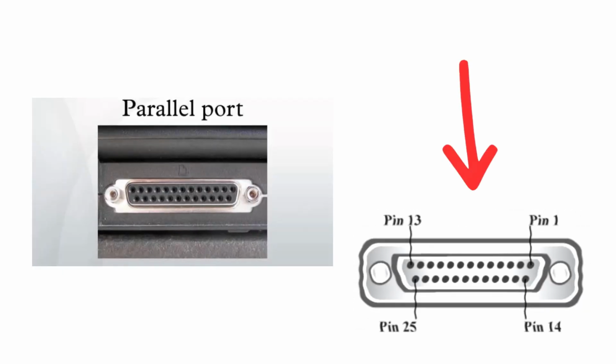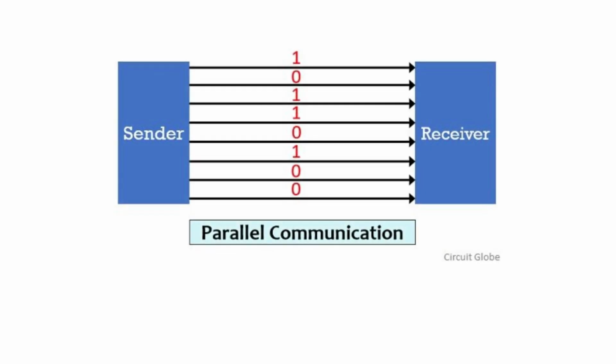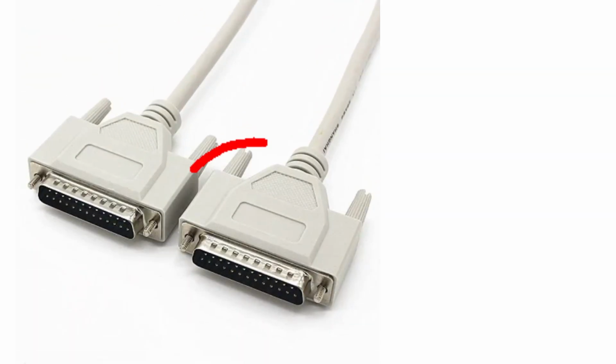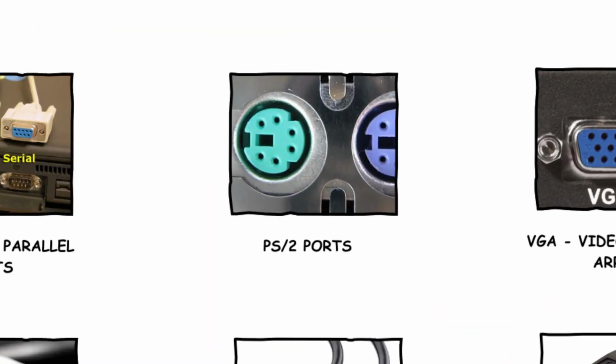Parallel ports, or LPT ports, used a DB25 connector with 25 pins. They transmitted multiple bits simultaneously, making them faster than serial ports for printers. The thick cable and massive connector made them cumbersome. Both serial and parallel ports were phased out by USB in the early 2000s.